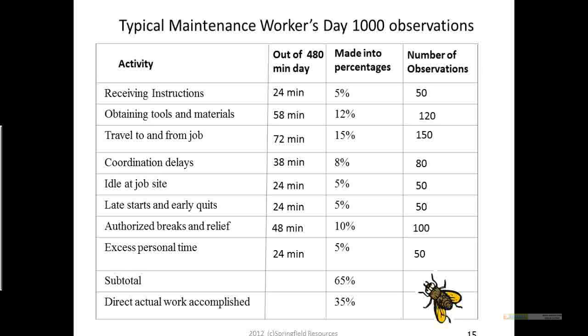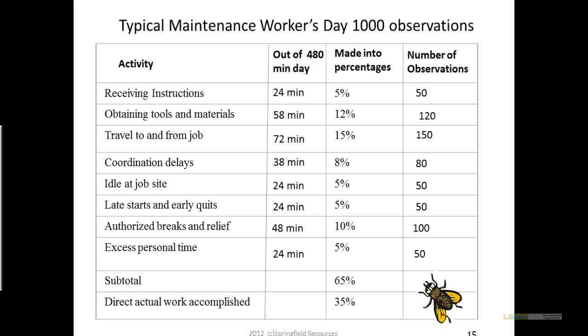So now, as you look at this, out of a 480-minute day, this is the pool of time we can have an impact on. And things like giving somebody a job plan that has all the tools and materials on it would dramatically lower the time it took to obtain the tools and to travel. You know, we might save 1 or 2 trips.